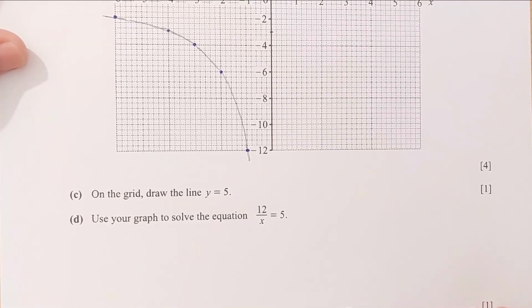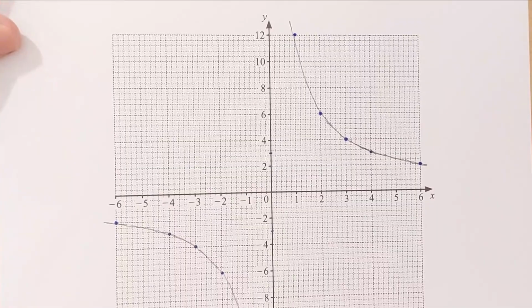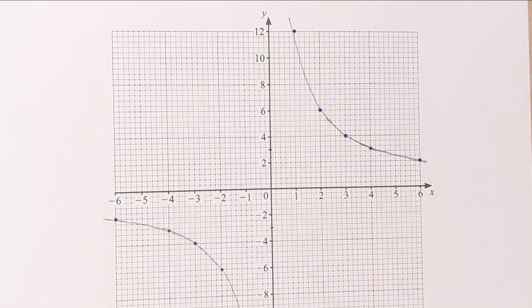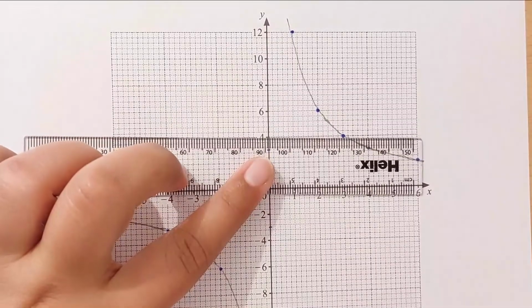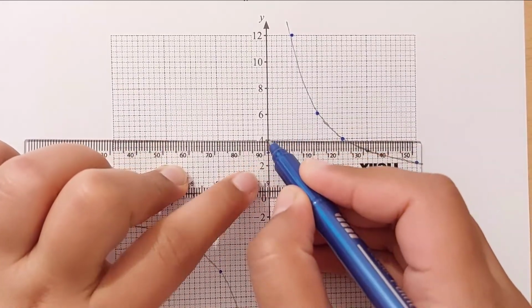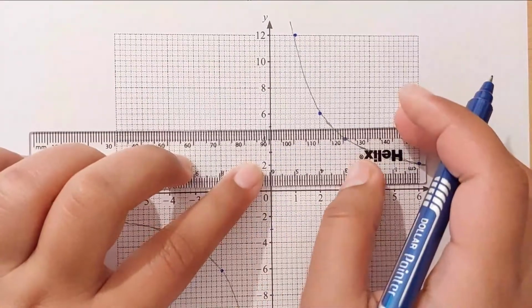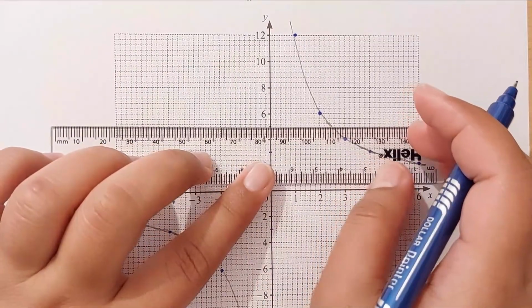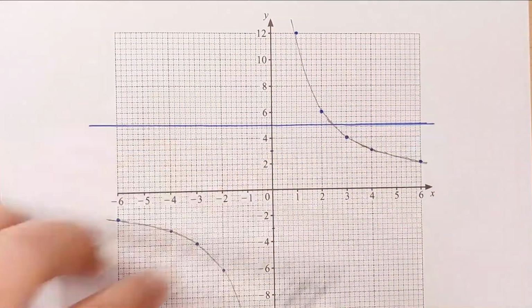Now for part C, on the grid, draw the line y equals 5. So when y equals 5, let me draw this line. Y equals 5. So we have 4, and then 4.4, 4.8, and we have 5 in the middle. This is the line y equals 5, right?